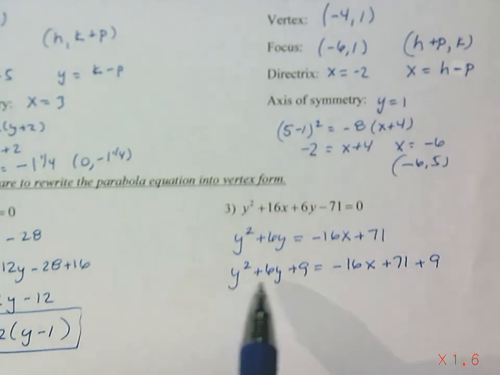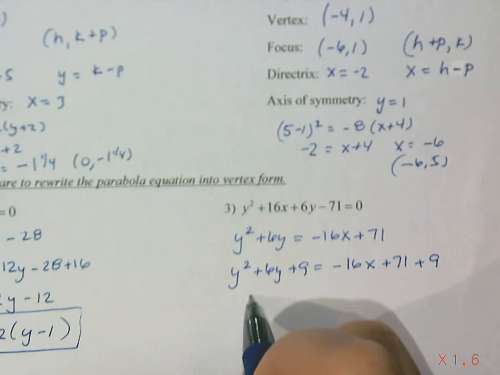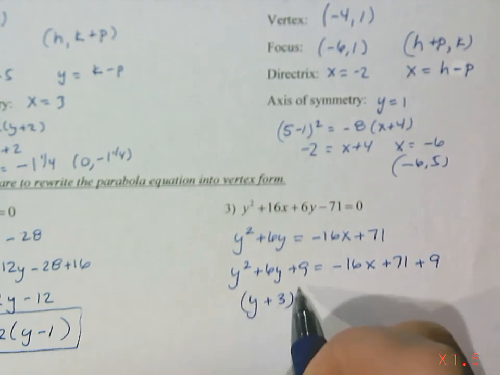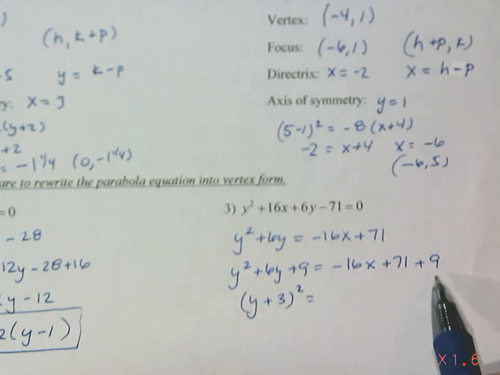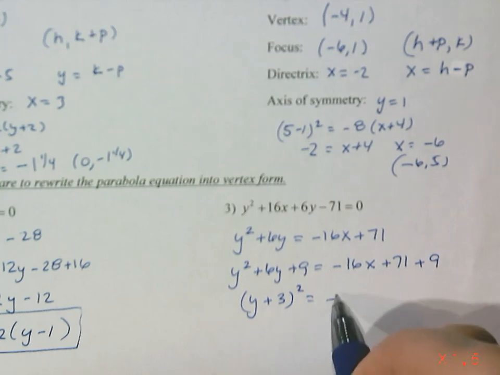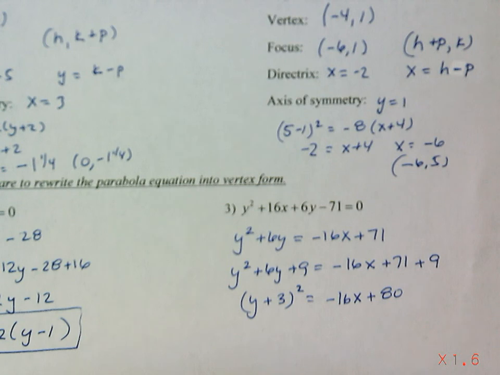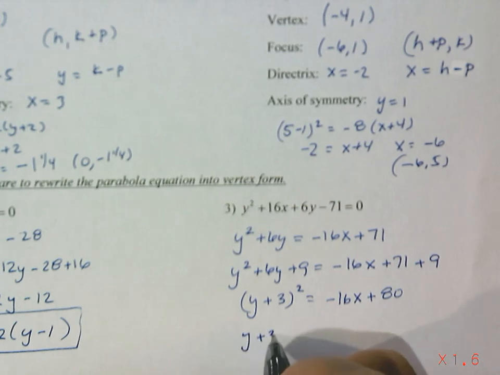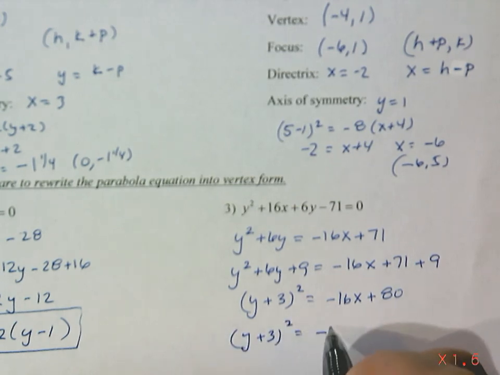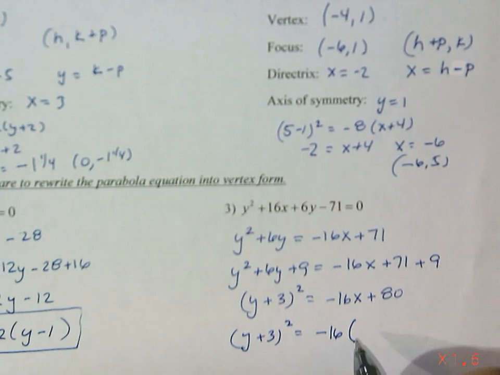I can factor this perfect square trinomial. This will factor into y plus 3 squared. Combine like terms over here, so I have negative 16x plus 80. Factor the greatest common factor from this right-hand side, and I'll be done. So I have y plus 3 squared equals, I factor out a negative 16, and I'm left with x minus 5.